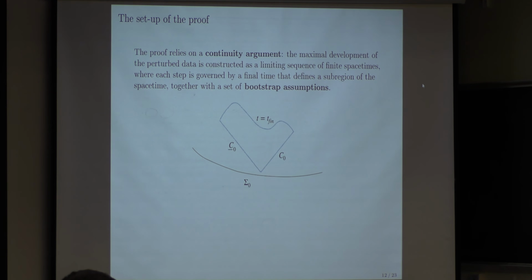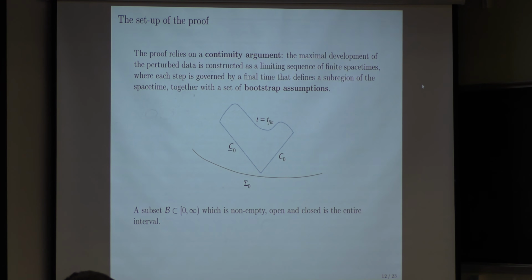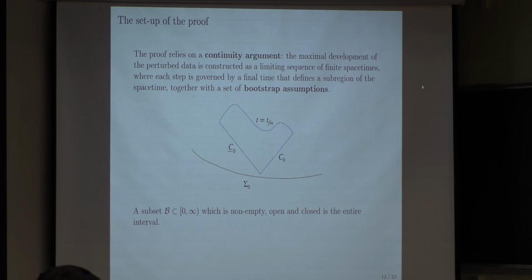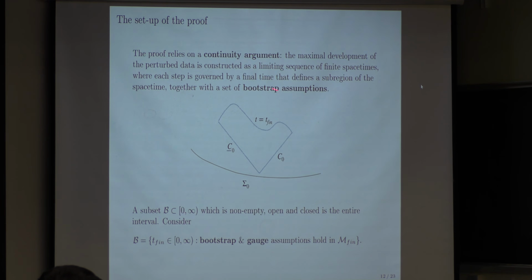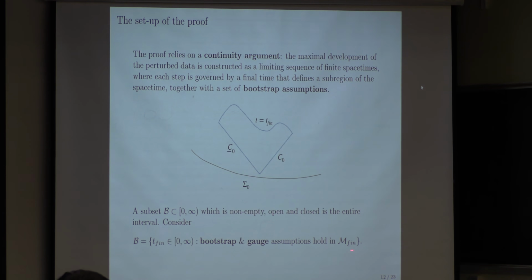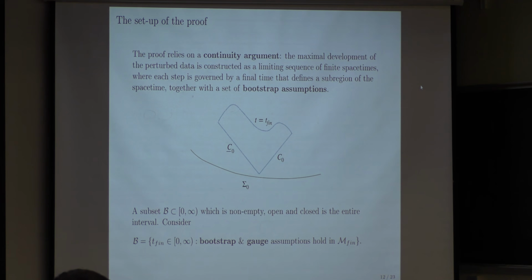It's a region that is parameterized by this final time, and the continuity argument is going to be applied to a subset of the interval 0 to infinity. Of course, we know that a subset which is non-empty, open and closed is the entire interval. That's the definition of being connected. And what B is going to be in our case is all the final times between 0 and infinity such that two things, called bootstrap and gauge assumptions, hold on M-fin, this finite region.